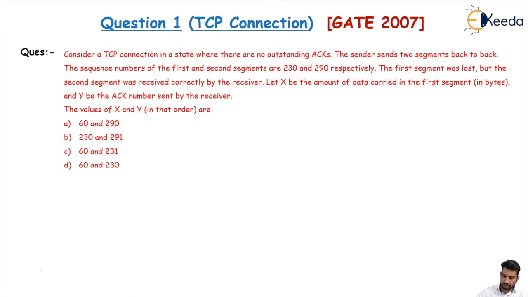What is given in the statement? Consider a TCP connection in a state where there is no outstanding acknowledgement, meaning all the acknowledgements are coming one by one. The sender sends two segments back to back, meaning two subsequent segments are sent by the sender one by one. The sequence number of the first and the second segment is 230 and 290.